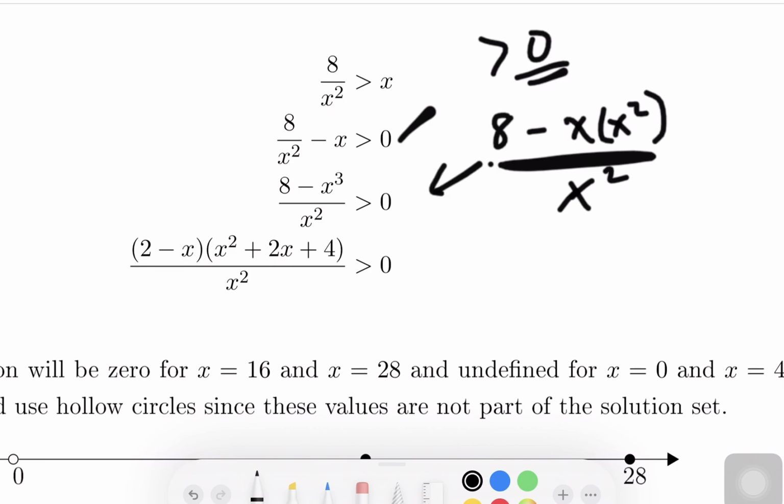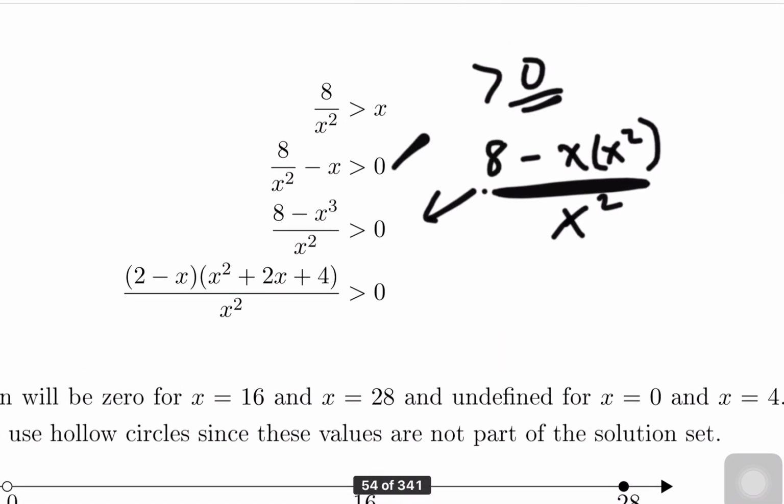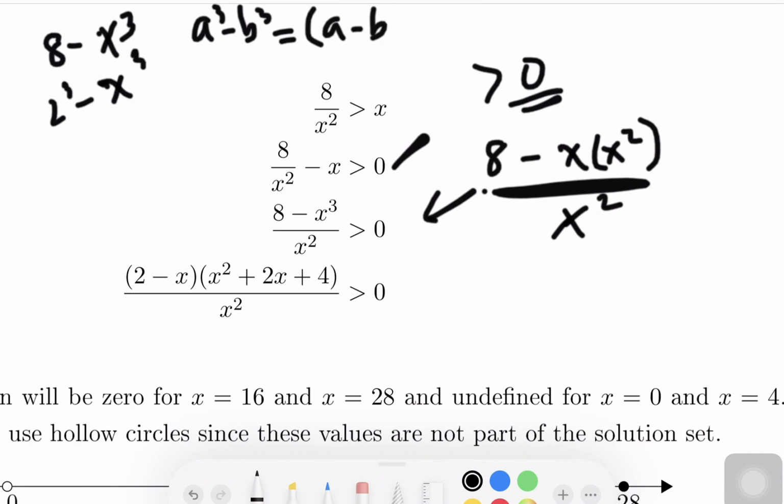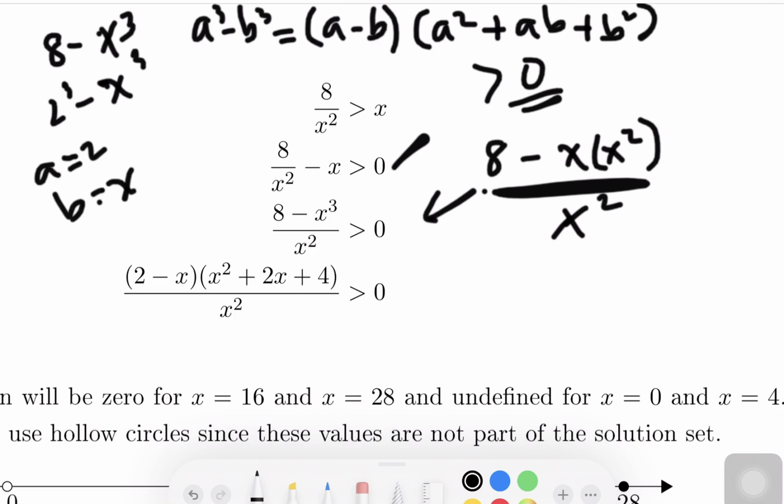So, by the property of algebra, we can rewrite 8 minus x cubed as 2 cubed minus x cubed. Then apply this: if we have a cubed minus b cubed, the factors are a minus b and a squared plus ab plus b squared. So in this case, our a is 2, our b is x.